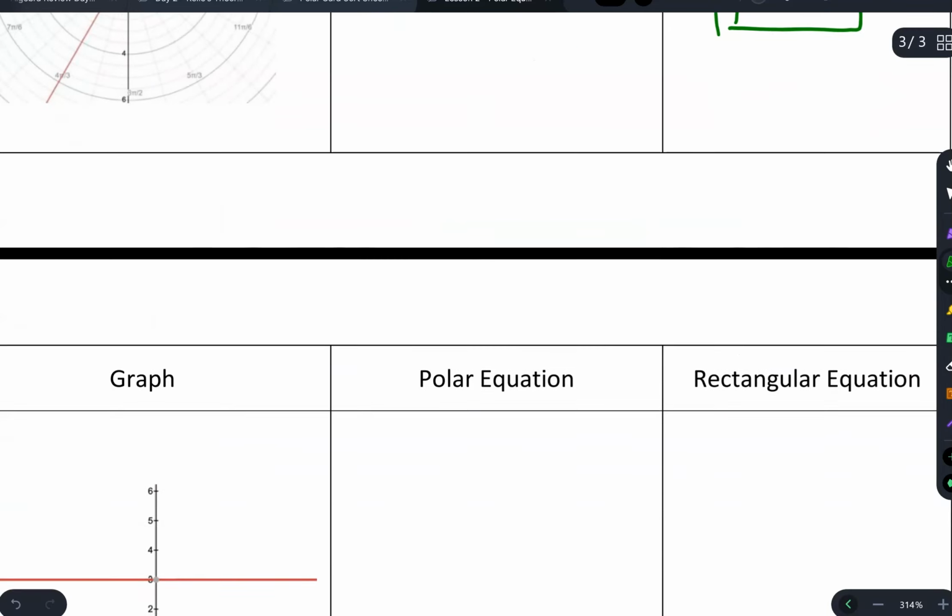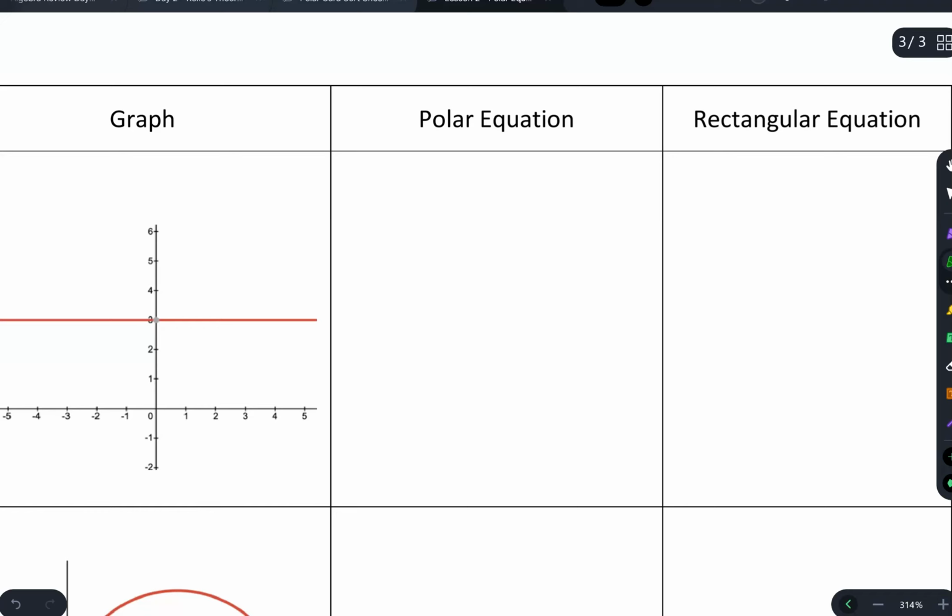All right, let's look here. Now we're going back to a rectangular graph. This rectangular graph is going to be y equals 3 because it's going through the y-axis. When I want to put it in polar form, remember y equals what? R times sine of theta.